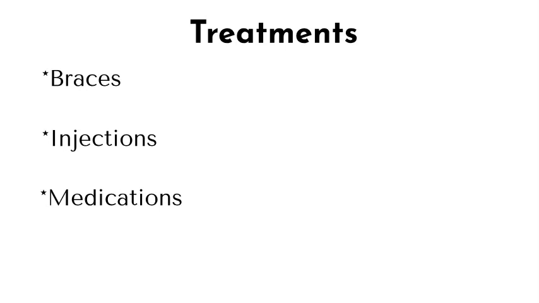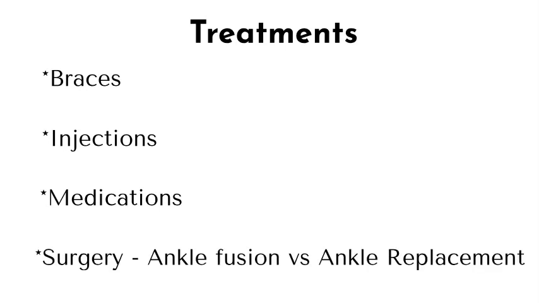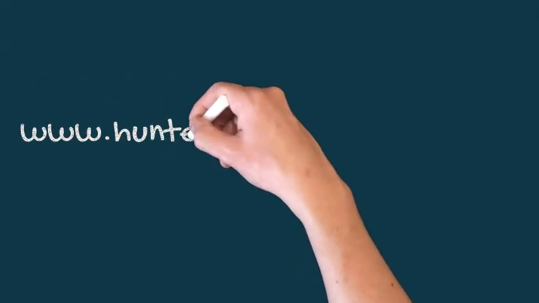So the treatments for this are things like braces, injections, certain medications like anti-inflammatories if you don't have contraindications to this. And the surgery is usually ankle fusion versus ankle replacement, which is a controversial topic. Ankle replacements haven't done that well in Australia, but that's something to discuss in a different talk.